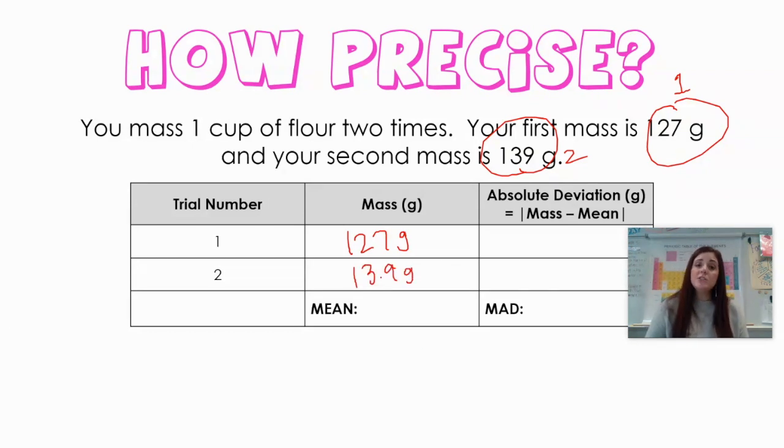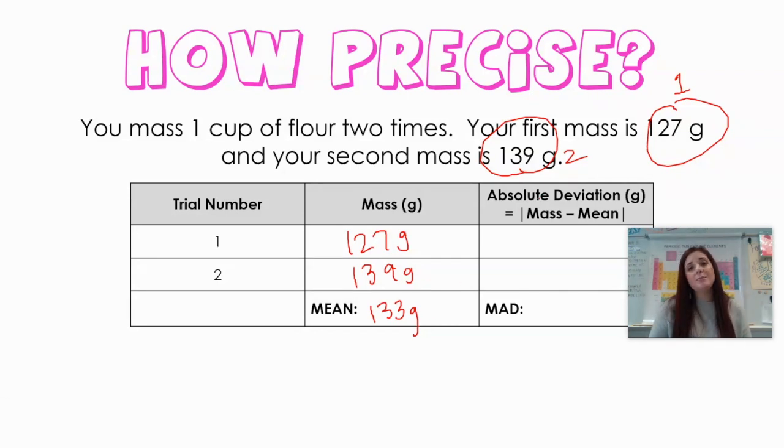What I want to do is find the mean of those 2 numbers. And remember, the mean is a fancy word for the average of those 2. So if I find the average of 127 and 139, I'm going to add them up and divide by 2, and I get 133 grams. This is my mean for those 2.